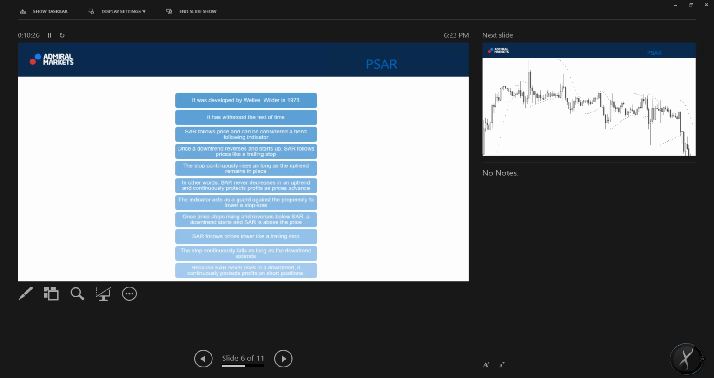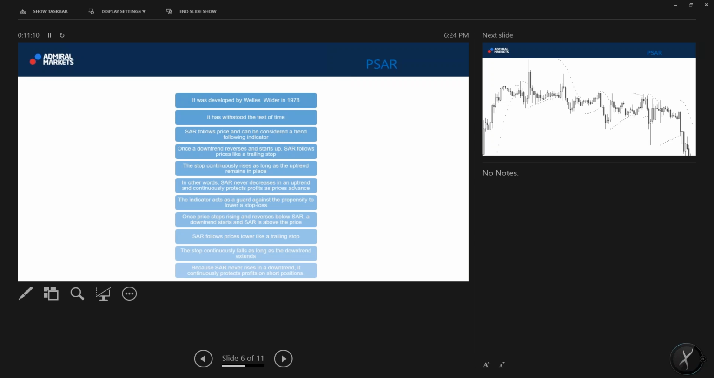PSAR was developed by Wells Wilder in 1978, and definitely I can say that it has withstood a test of time. Although I don't use PSAR with price action, of course, because price action trading is a different dimension, I can say that PSAR is very often used in different Forex systems. You will find PSAR usually in basic to advanced methods, simply because it's very easy to show, very easy to use, and it's a very likable indicator for traders who actually start to trade.